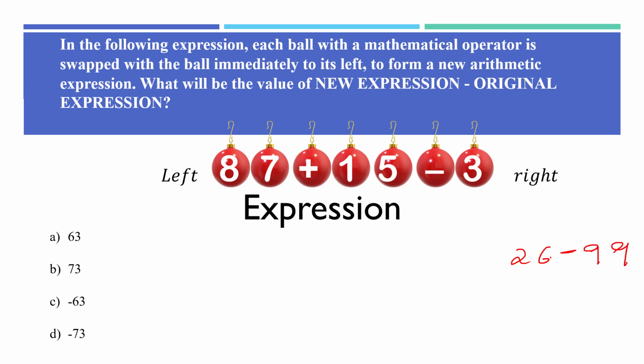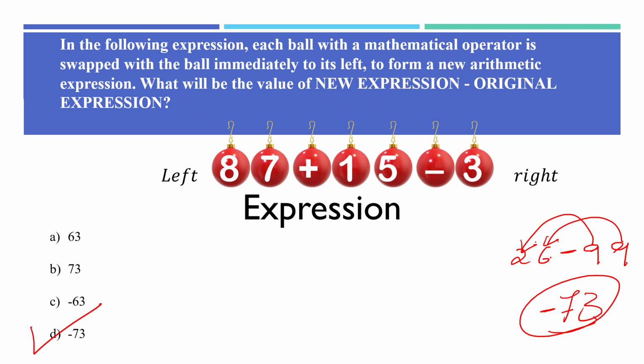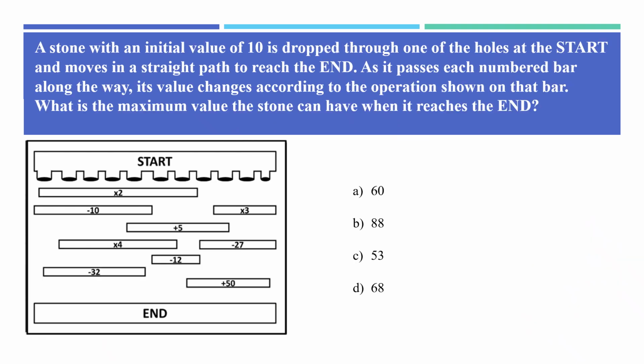Obviously, it's going to be a negative number. Great. 9 minus 6 is 3. 9 minus 2 is 7, and negative. So I go with option D. Great. Moving to the next question.